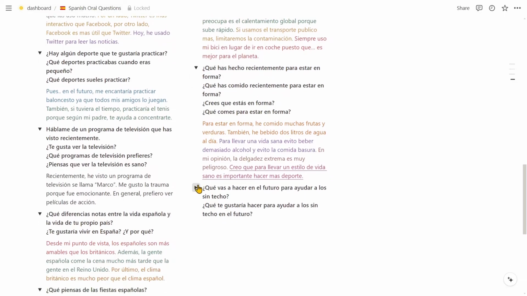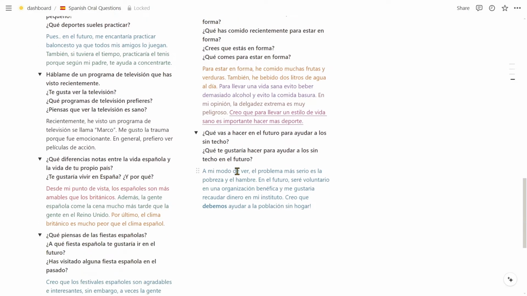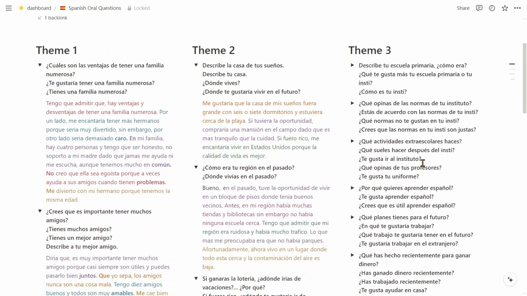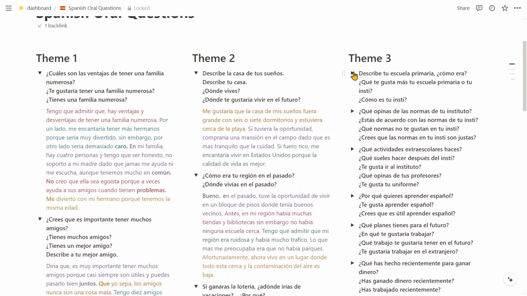Okay, and this final one is about homelessness and helping people. I haven't done as much colors in this one. Okay, and then lastly, theme 3. These have got a few fewer questions, I think.